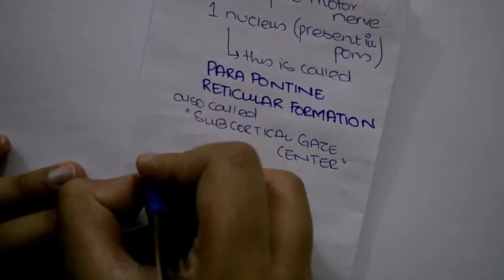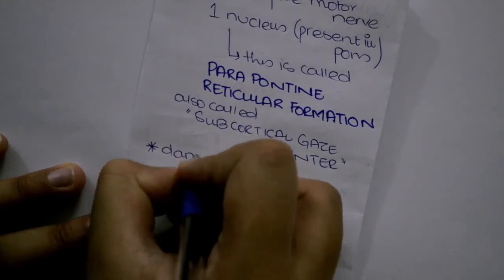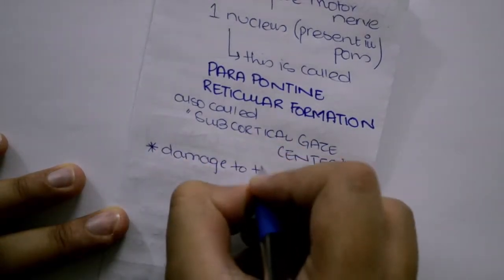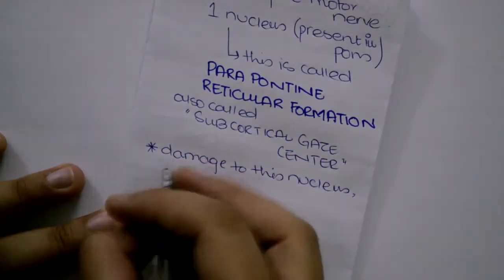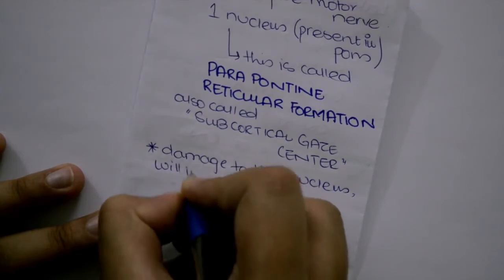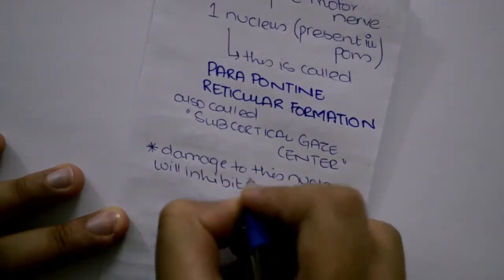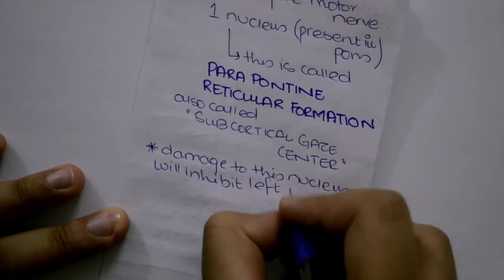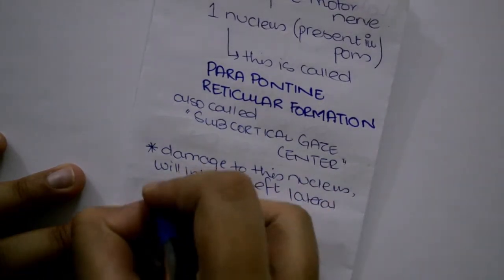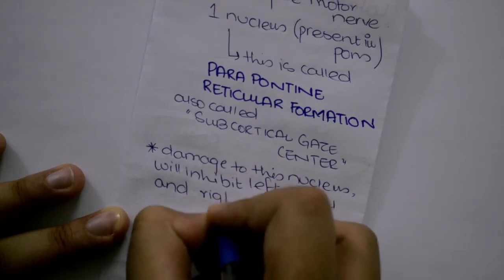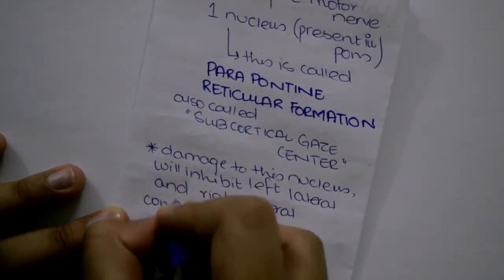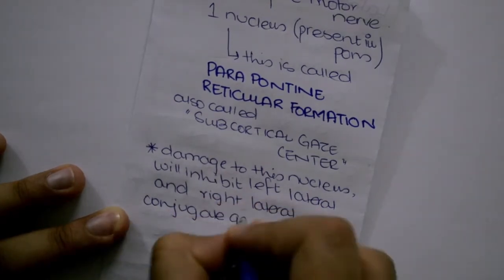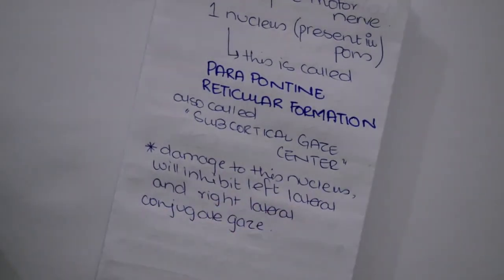Damage to this nucleus will inhibit left lateral and right lateral conjugate gaze. So this is one important piece of information about the nucleus of the sixth cranial nerve.